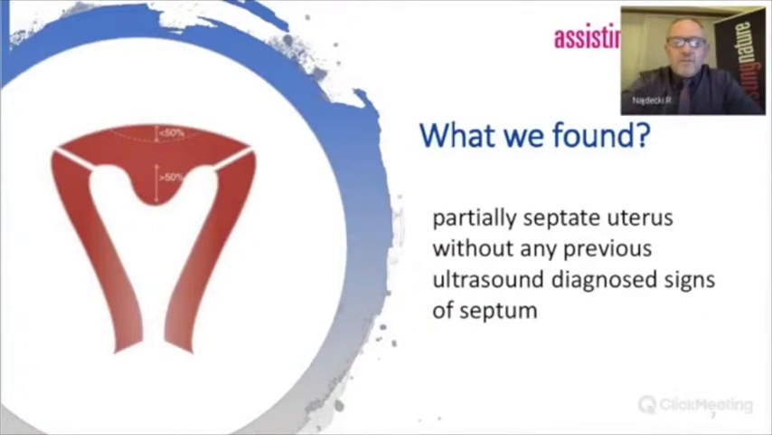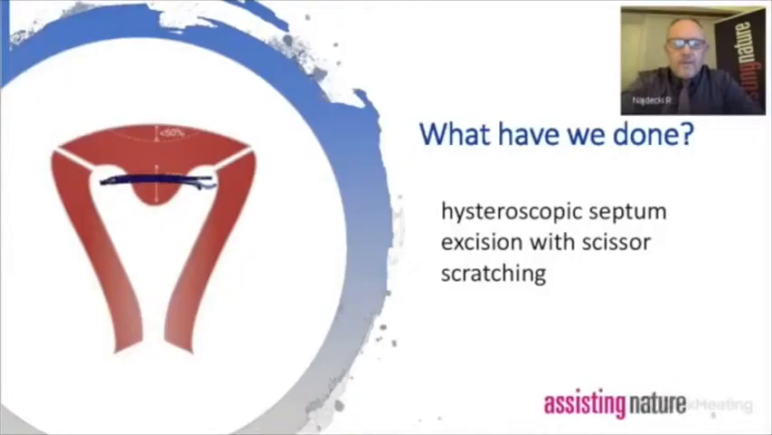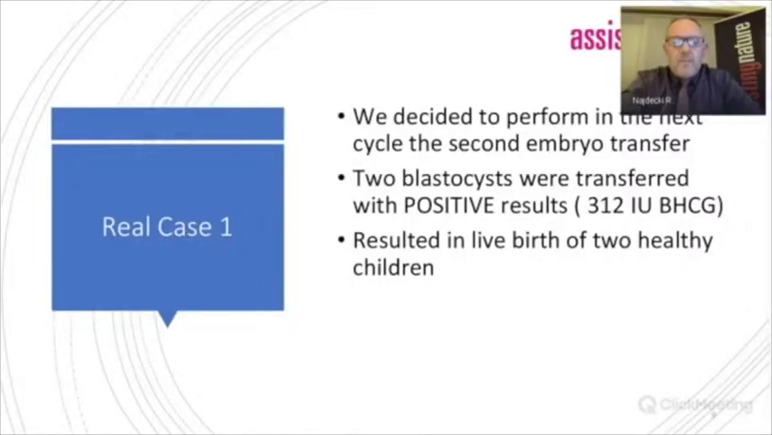What we found: a partially septate uterus, without any previous ultrasound-diagnosed signs of a septum. And what have we done? Hysteroscopic septum excision with scissors and scratching. Afterward, we decided to perform the second embryo transfer in the next cycle. 2 blastocysts were transferred with positive results, which resulted in the live birth of 2 healthy children.